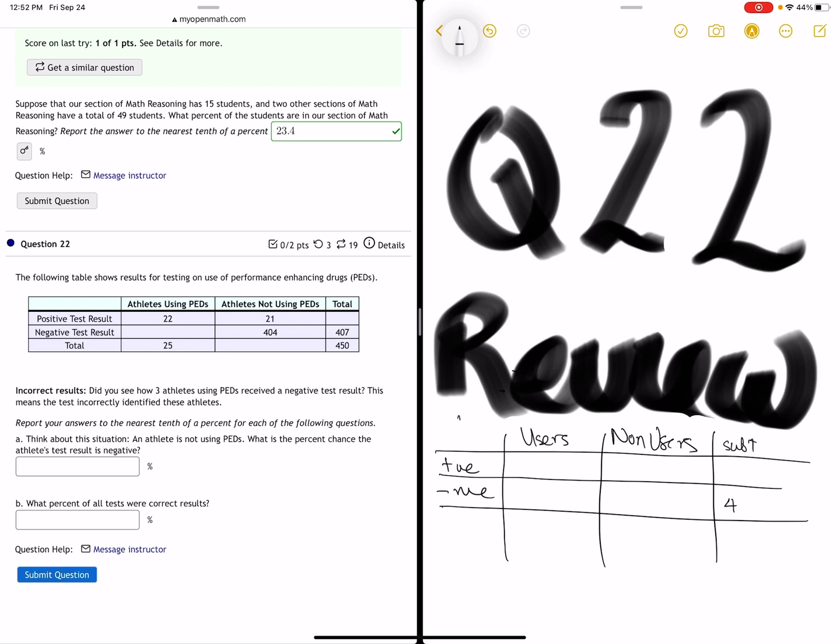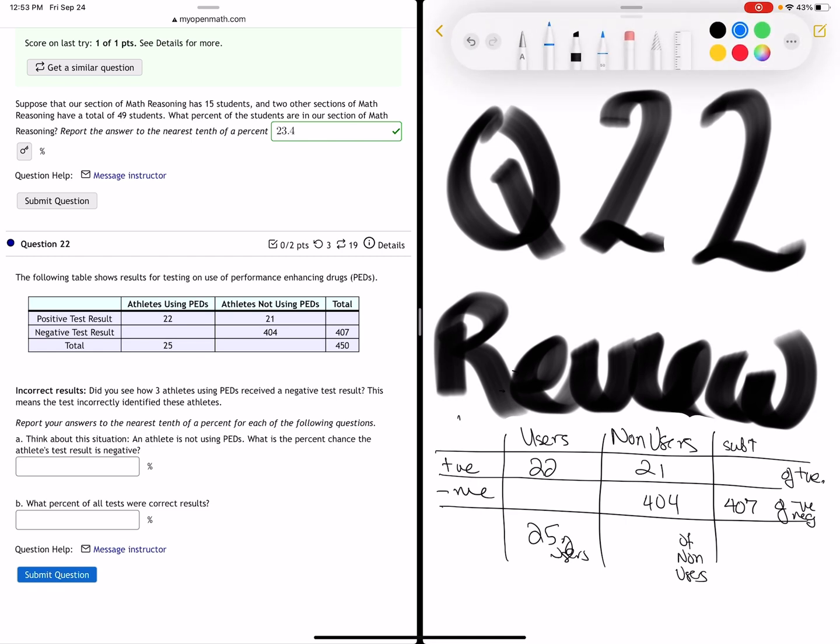This one we have 407, and these are of negative results. And something, this would be of positive results. And then this will, whatever this number, this was 25 of users. And then we don't have an answer, but this is of non-users. And the numbers, we have 22, 21, and 404.